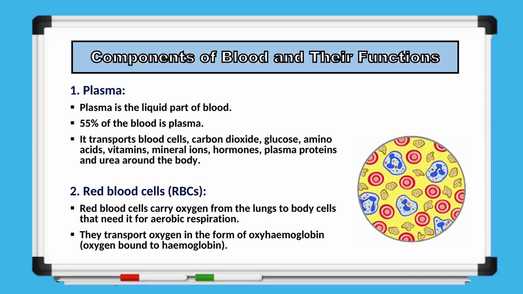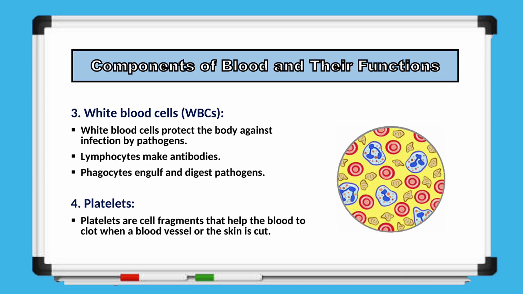These cells carry oxygen from the lungs to the body's cells for aerobic respiration, transporting it in the form of oxyhemoglobin, where oxygen is bound to hemoglobin. Next, let's look at white blood cells. These cells protect the body against infections caused by pathogens. Lymphocytes produce antibodies, while phagocytes engulf and digest harmful microorganisms.